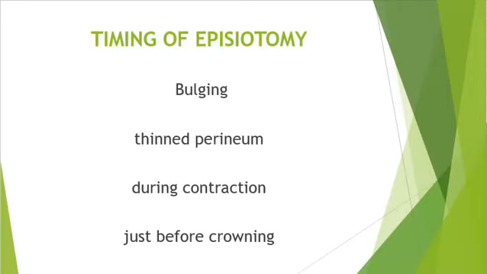So it's important to time the episiotomy properly. It should not be too early or too late. If it is done too early, there will be bleeding for quite some time, and if it is done quite late, then there are chances that perineal tear can occur. So it should be timed when the perineum is bulging and thinned out during contraction. So just before crowning, that is when the baby's head remains visible through the vulva even when the contractions are not there. Just before that stage, the episiotomy should be given.